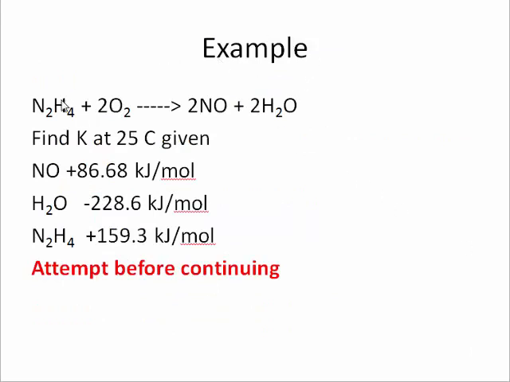All right, let's consider another example. N2H4 plus 2 O2 goes to 2 NO plus 2 H2O. Find K at 25 Celsius, given these values for delta G of formation for these substances. Attempt before continuing.